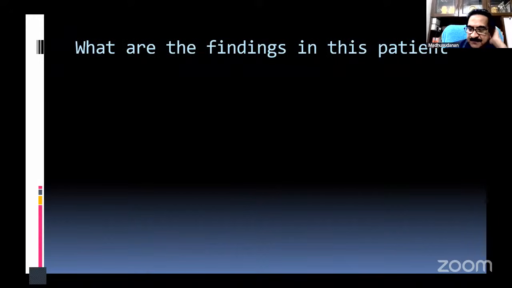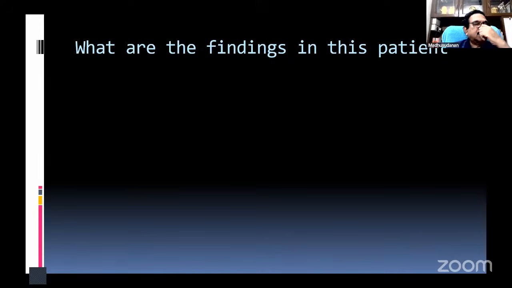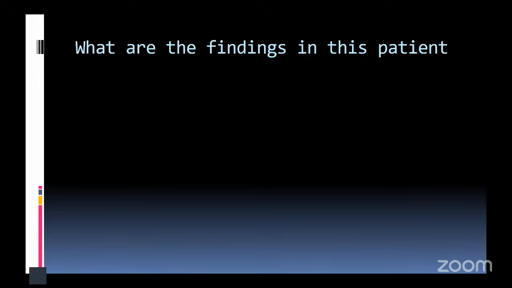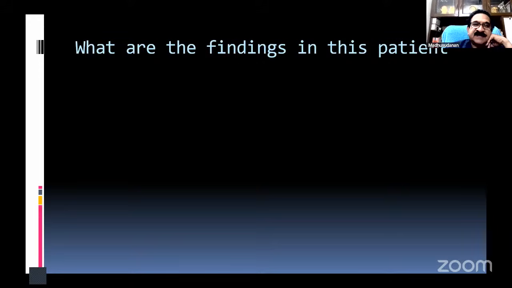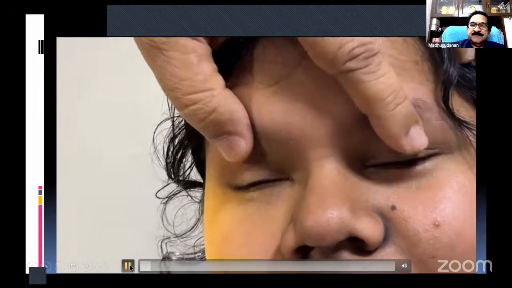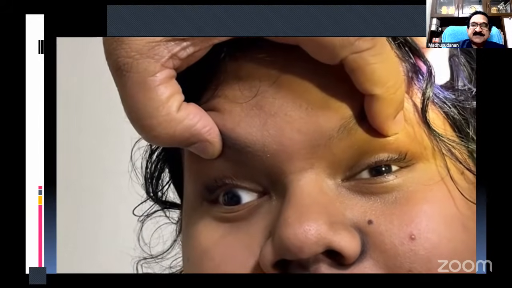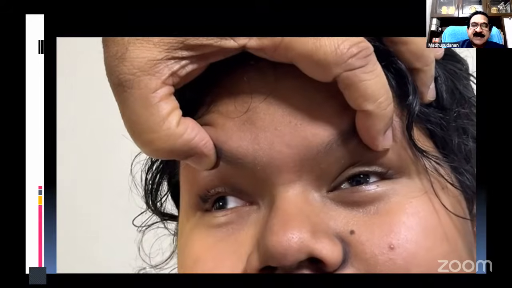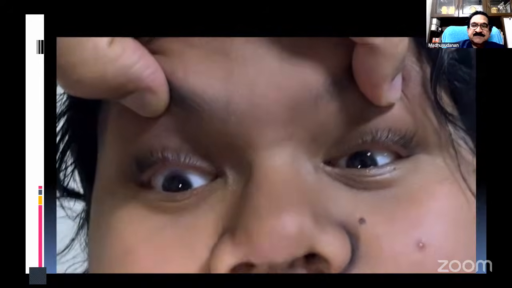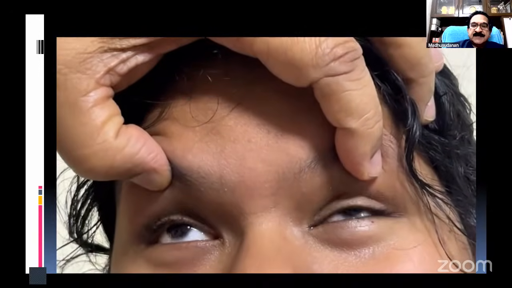Okay. Any thoughts about the findings in this patient? Sir, the patient has bilateral adduction restriction. No, only abduction restriction or adduction restriction also? Sir, I will show the video once again. Eyes are not going to either side. Left eye is not abducting, right eye is not abducting. Same on the right side. Right side abduction is incomplete, left adduction is incomplete. Downward movement is okay, but left eye is slightly up. Upward movement is relatively okay.